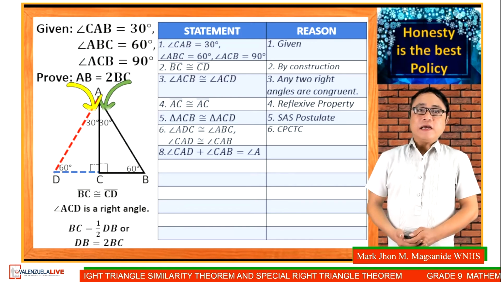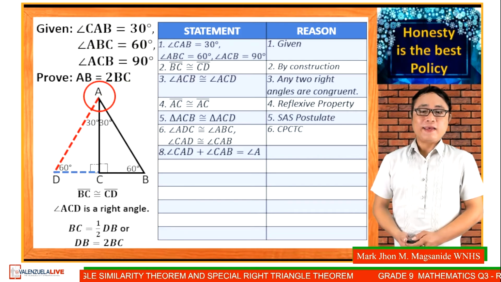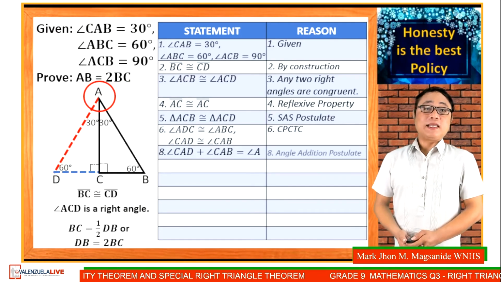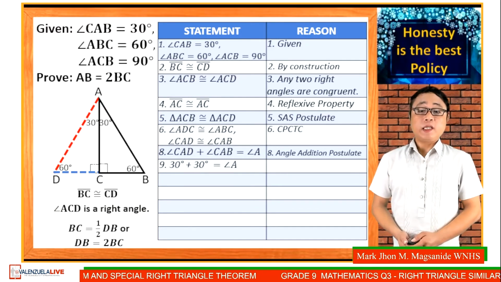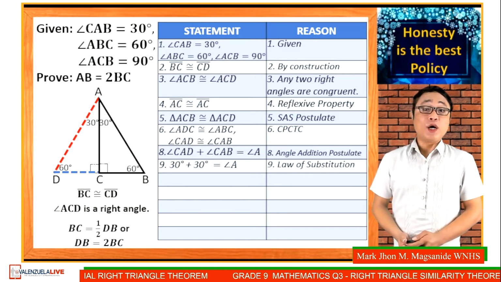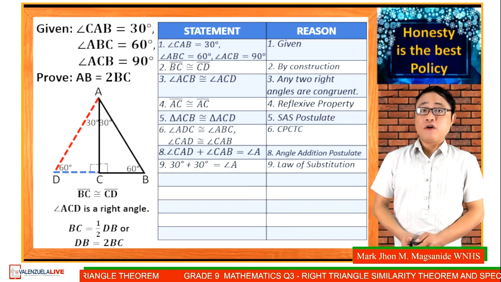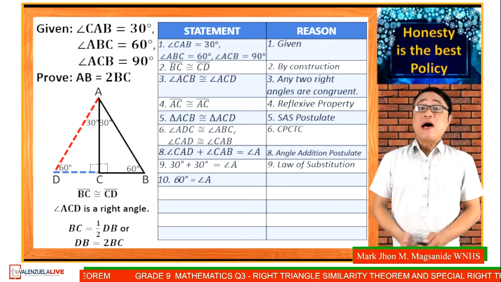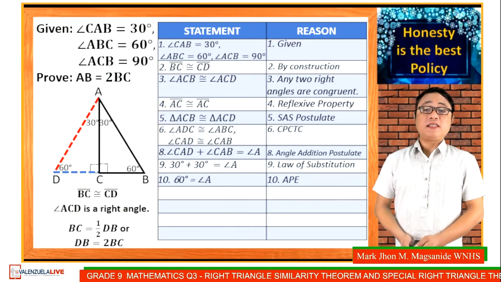Angle CAD plus angle CAB is equal to angle A. The reason is, yes, that is angle addition postulate. 30 degrees plus 30 degrees is equal to angle A. How did this happen? This is by the law of substitution. If we're going to get the sum of the two angles, 30 plus 30, that is equal to 60 degrees, is equal to angle A. And that is by the addition property of equality.